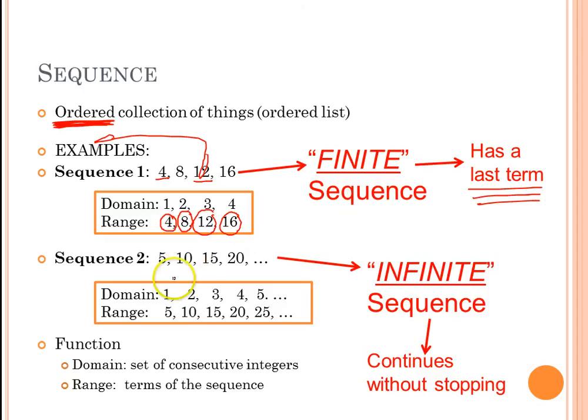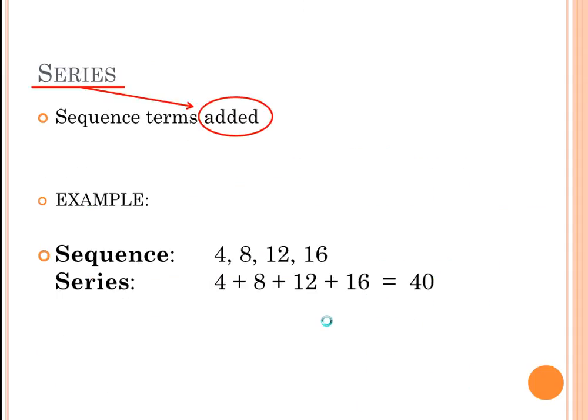Sequence 2, when we looked at it, we had a continuation. And we said this continuation over here meant that it kept going. So it continues and never stops. And we called that infinite. So we had finite sequences and infinite sequences. Now, we're going to take these sequences, and today we're going to talk about a series.